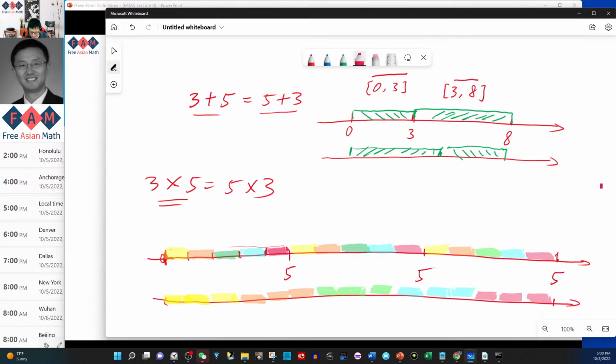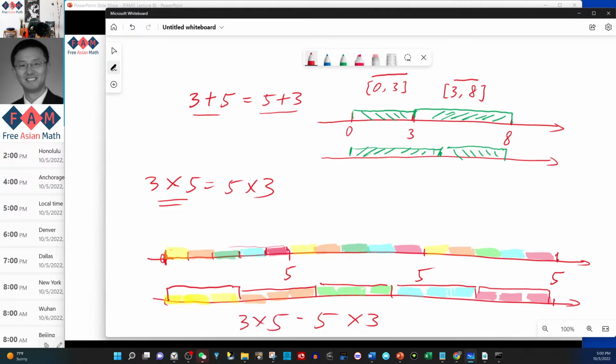But what is the arithmetical interpretation of this? This is nothing but 5 times 3 now, right? This is the first 3, the 3 yellow, the 3 orange, 3 green, 3 blue, and 3 red. Therefore, 3 times 5 equals 5 times 3. And this is the commutative law for multiplication.